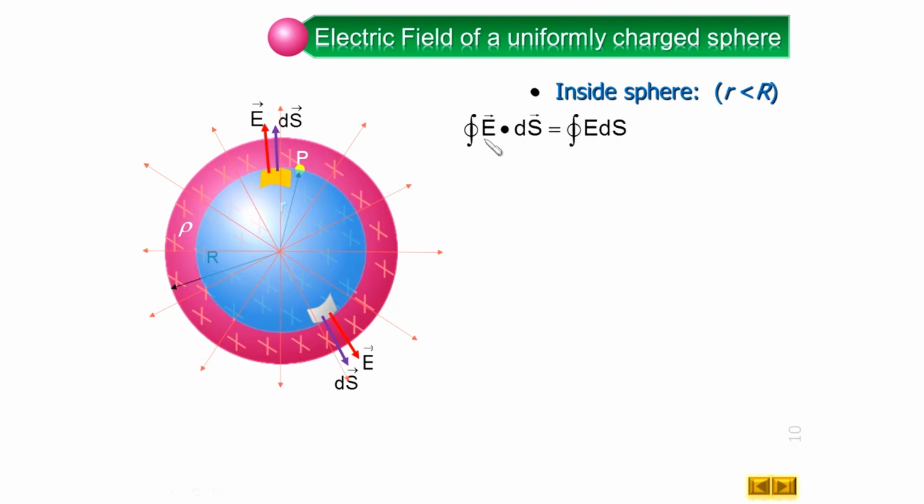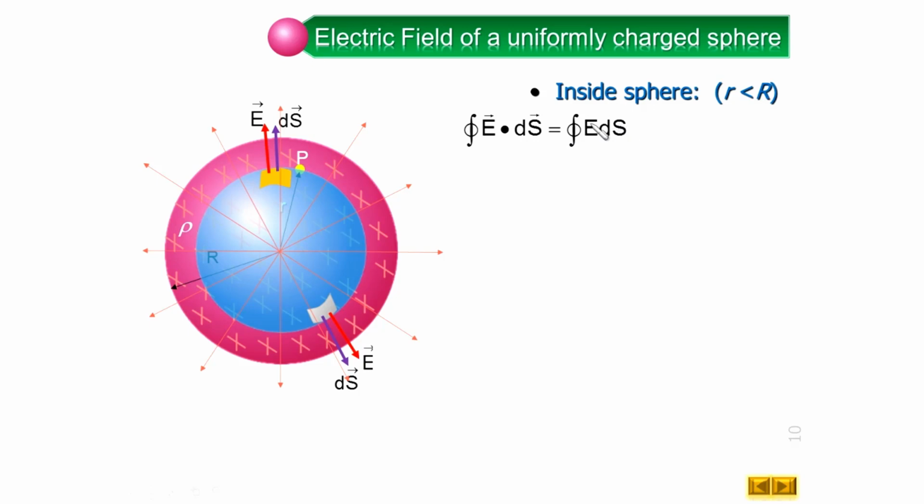So let us write this Gauss law equation. That is the left hand side of the Gauss law equation again, that is closed surface integral E dot ds, and we have observed here E vector and ds vector are parallel. That means cos of the angle between E vector and ds vector is 0 degree. So this term can be written as E dot ds equal to E multiplied by ds.